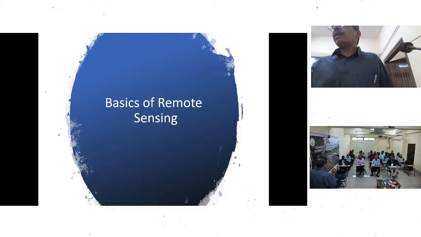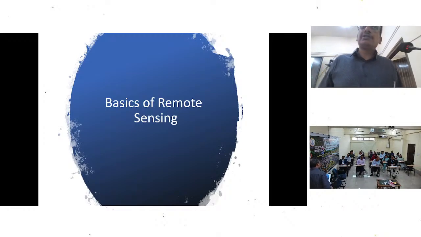Remote sensing, the word as it says, is sensing something remotely without direct contact. The opposite of remote sensing is proximity sensing. We are talking of remote sensing because it is a key input for GIS.